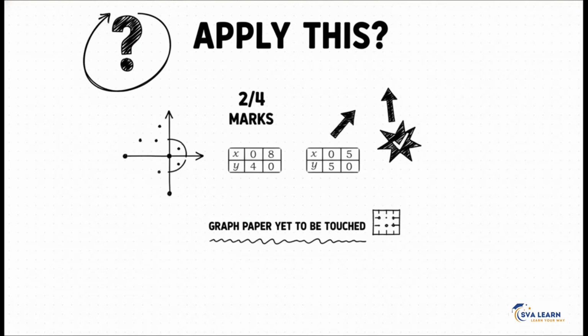Let's actually apply this. Look at these 2 tables for the equations x plus 2y equals 8 and x plus y equals 5. By simply calculating that when x is 0, y is 4, and when y is 0, x is 8 for that first table, and doing the exact same simple math for the second table, you have just banked 2 out of the 4 marks. Think about that. You haven't even touched the graph paper yet. Flawless tables are literally half the battle won.